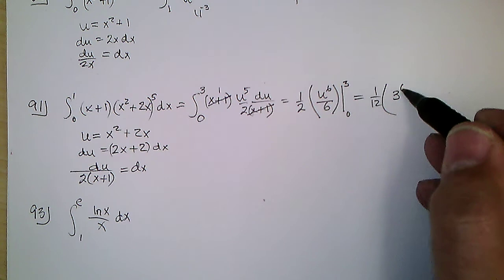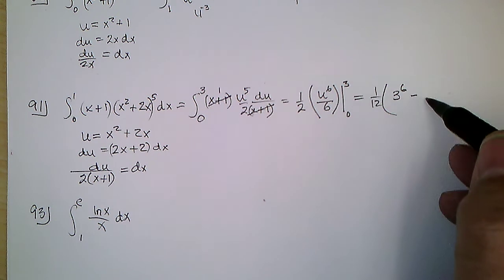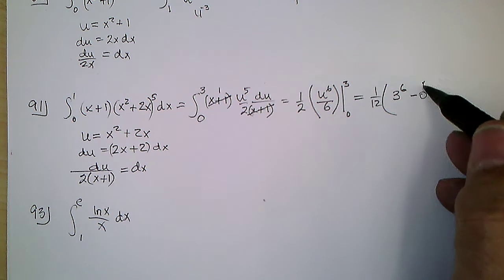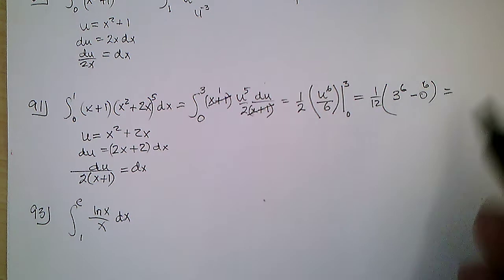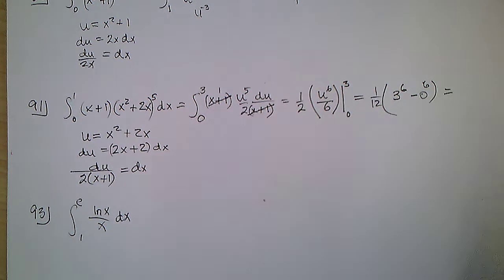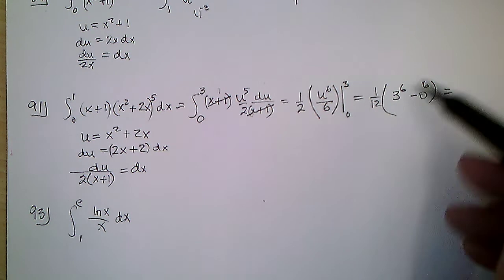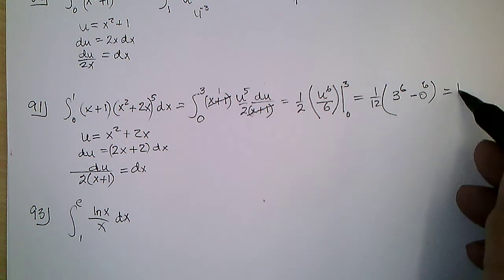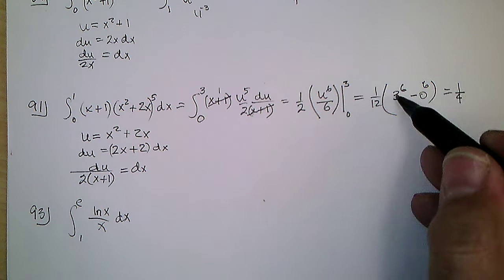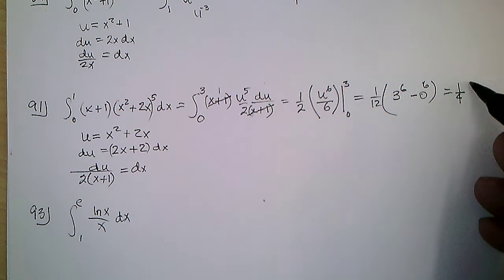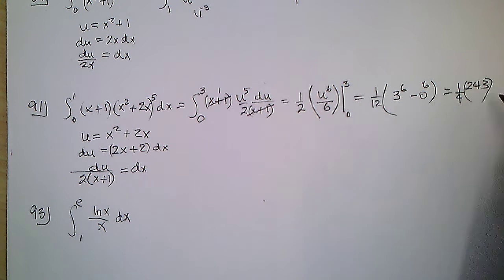3 to the 6th minus 0 to the 6th. So 3 goes into 12 once, and so that'd be a 4th. And 3 to the 5th is 243. So 243 over 4, I believe, is the answer on that.